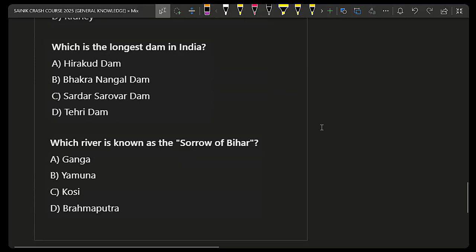Which river is known as the Sorrow of Bihar? Sorrow means it is leading to sadness. Ganga, Yamuna, Kosi, Brahmaputra.